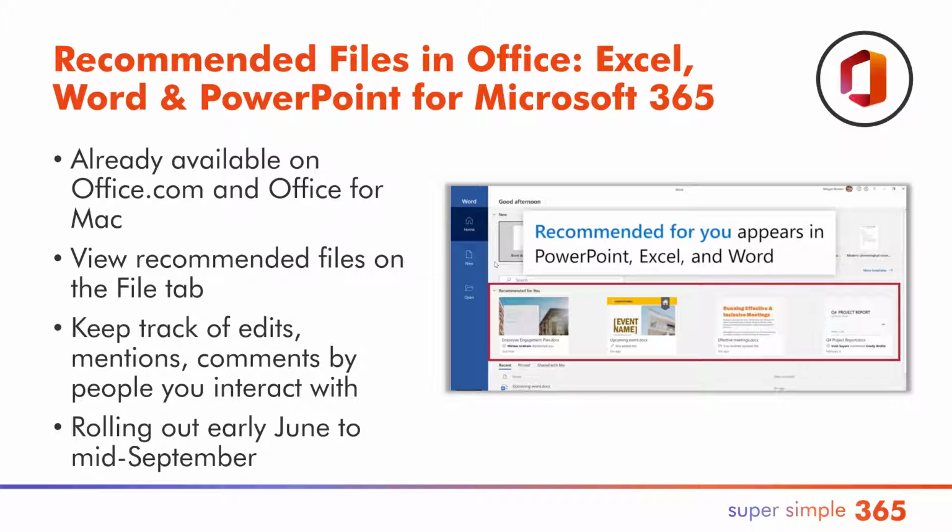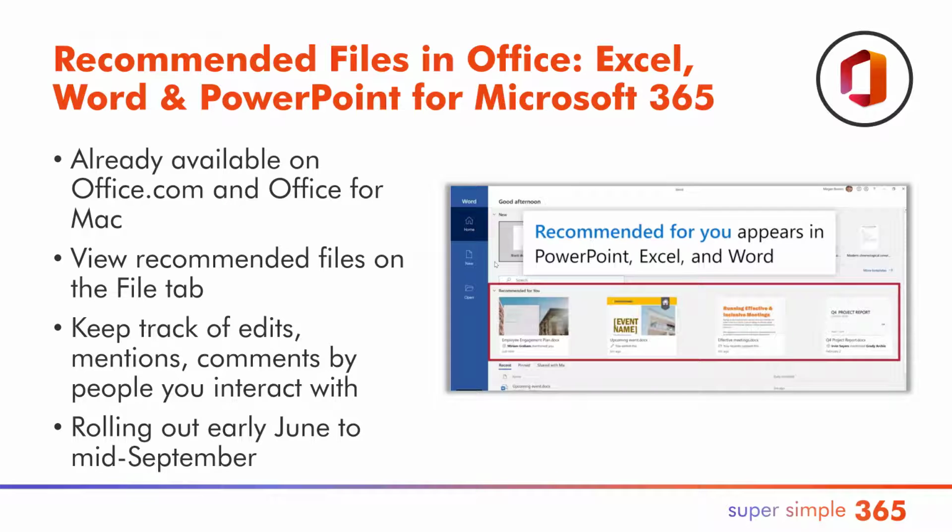Okay, so let's get into our first proper update. Recommended files in Office. So we're looking at Excel, Word, and PowerPoint. This is the Microsoft 365 versions. This feature is already available in Office.com and Office for Mac, but it's coming to the desktop versions for Windows. So when you click on the File tab, say in Word, as you can see on the screen here, it's going to make file recommendations, as well as all the usual stuff in there, like your recent, your pinned, shared with me, and all that. You're going to get recommended for you.